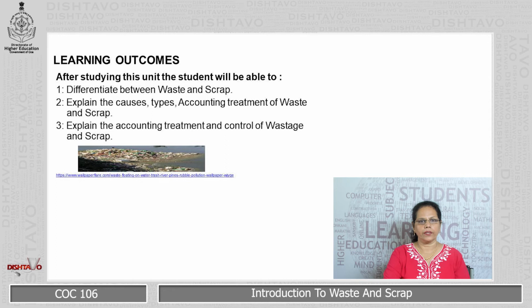The learning outcomes. After studying this unit, the student will be able to differentiate between waste and scrap, explain the causes, types, accounting treatment of waste and scrap, explain the accounting treatment and control of wastage and scrap.